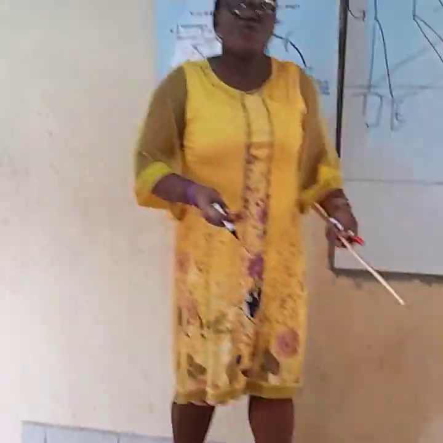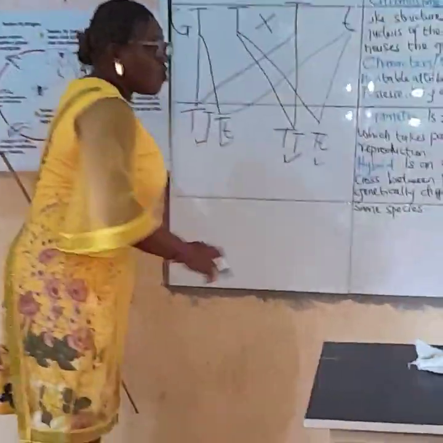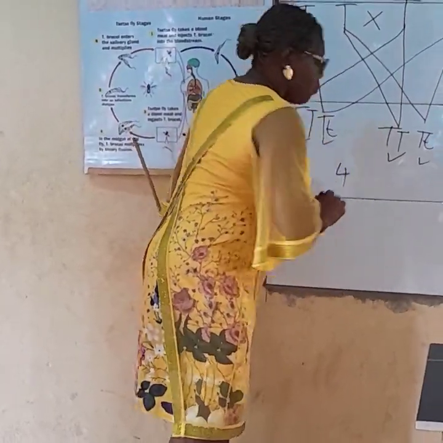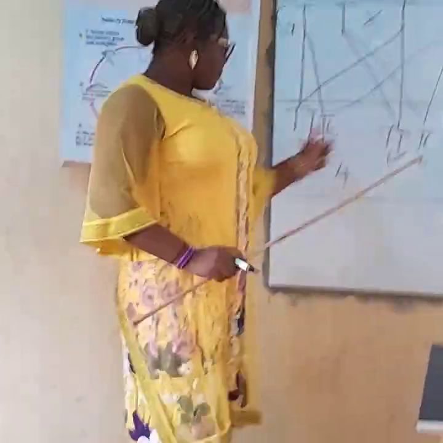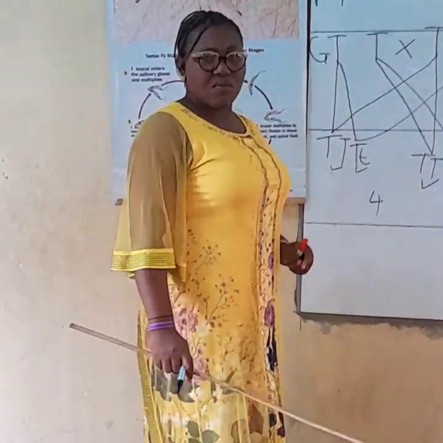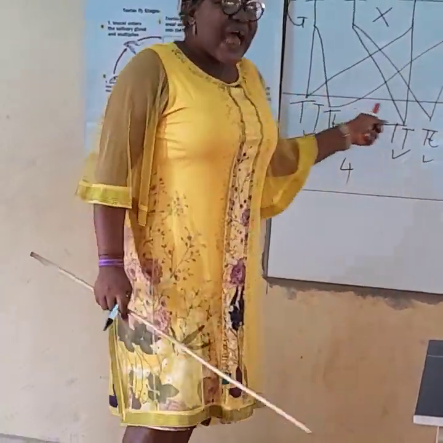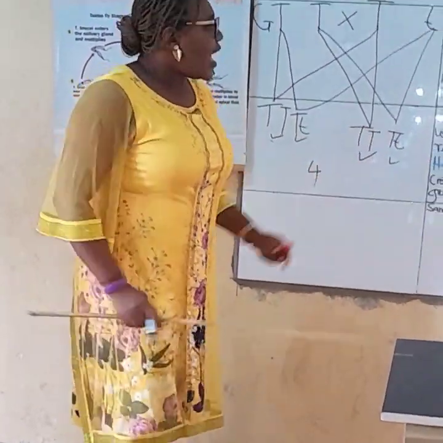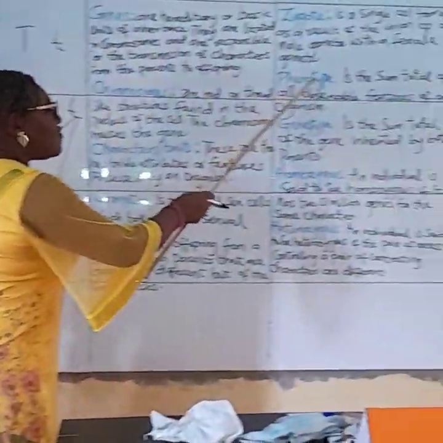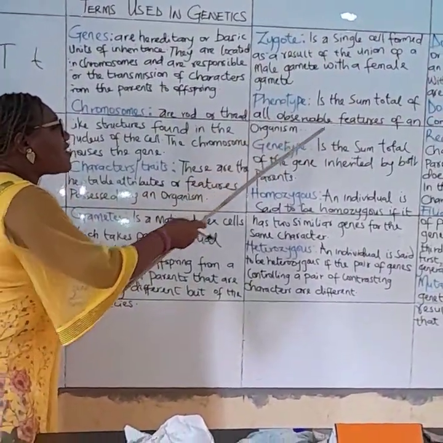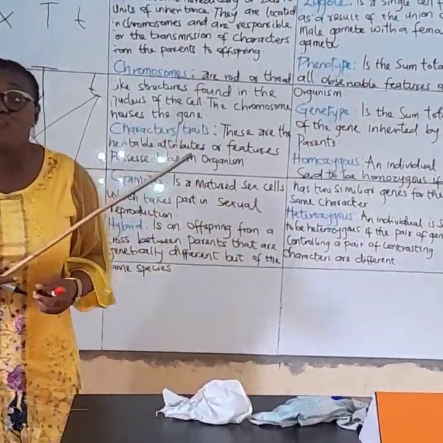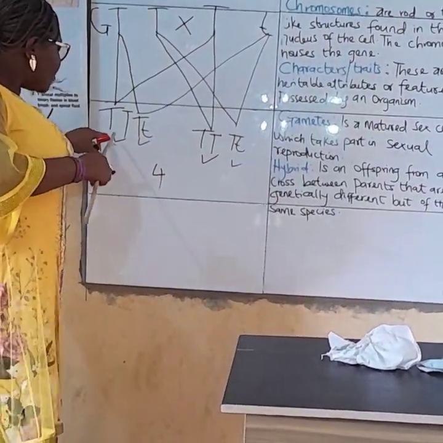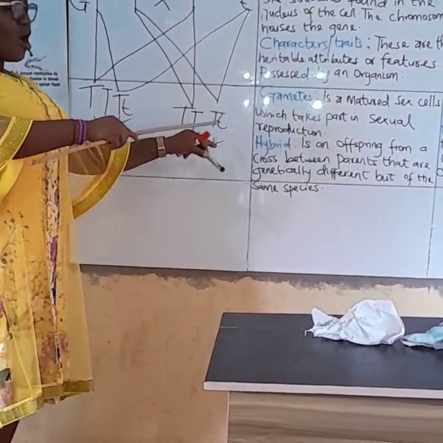So someone can ask you, phenotypically, what is the ratio? The ratio is 4, because looking at them, they are all tall. Phenotypically, all the offspring are tall. And that is why we say that phenotype is the sum total of all observable features of an organism, the ones you observe. Looking at them, you can observe a trace of tallness in all the offspring.